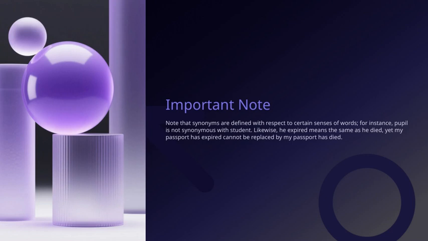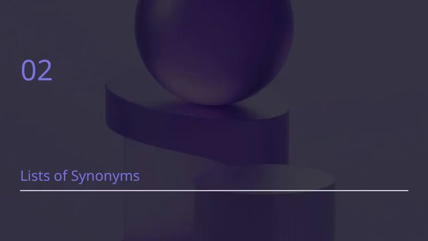This highlights a key point. Not all synonyms can be used interchangeably in every situation. The meaning depends on the context or sense in which the word is used. Recognizing this is vital for accurate communication and understanding in language processing, which ties back into our overall focus on semantics and context. Let's take a closer look at lists of synonyms.